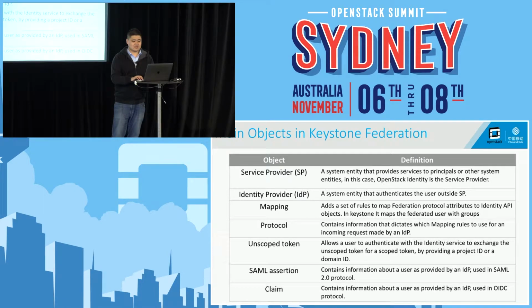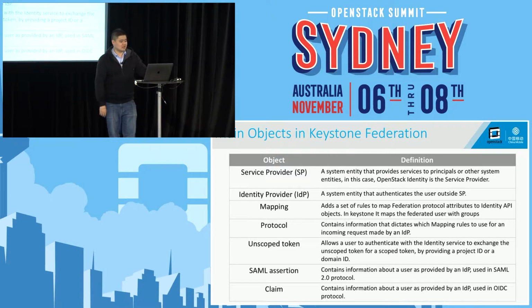On this page, let's introduce some important concepts in Keystone Identity Federation. The first is the service provider. It means a system entity that provides services to principals or other system entities. In this case, OpenStack identity is a service provider. The identity provider, IDP, is a system entity that authenticates the users outside the service provider.